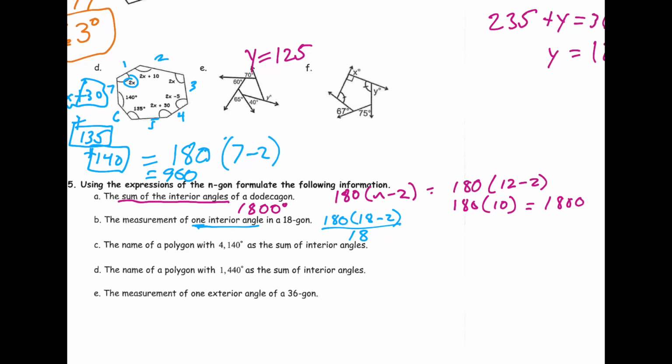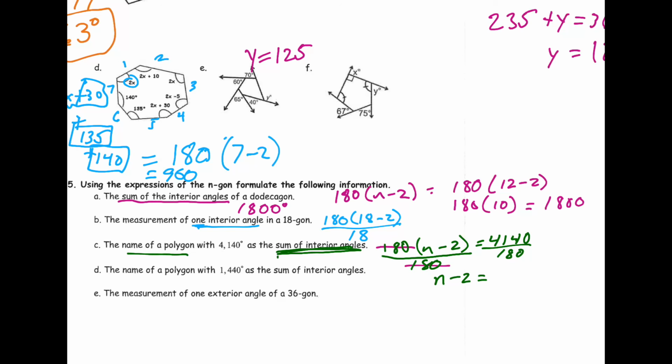All right, so we're going to be working a little bit backwards for part C here. So the name of a polygon with 4,140 degrees as the sum of their interior angles. So once again, that tells us exactly which formula we're going to be using. That's our 180 times n minus 2. But this time, we're trying to find the number of sides. It gives us the answer to this equation. So I can say is equal to 4,140. And now I can solve this and figure out what it's going to be. So, easiest way to do this is to divide by 180. Divide by 180. So therefore my 180s here are going to cancel out. And I'm left with n minus 2 is equal to 23. And then just to solve for n real quick, we're going to add 2 to both sides and get n is equal to 25. So the name of a polygon would be a 25-gon.